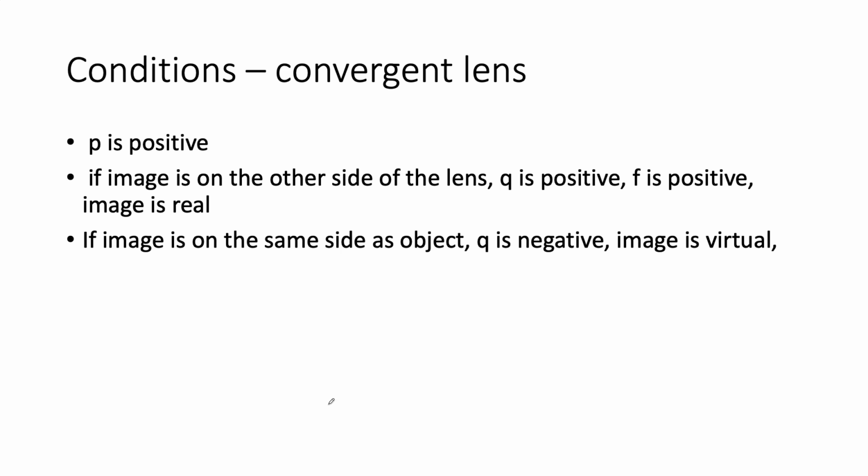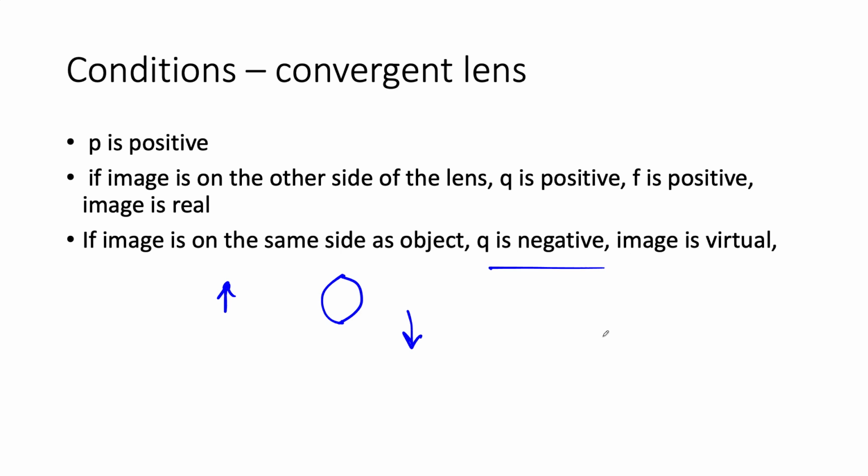Now the conditions. We're looking at a convergent lens. Basically, the lens is going to look like this. P is going to be positive, always. The image is on the other side of the lens. So here's my object, and the image is going to be over here. Q is going to be positive. F is positive, and the image is real, and it's going to be flipped. If the image is on the same side as the object, Q is negative, and the image is virtual.